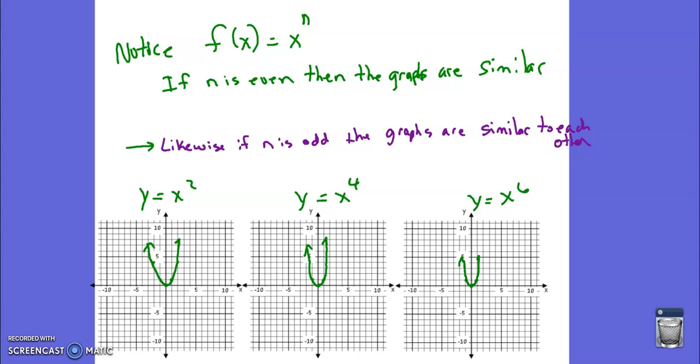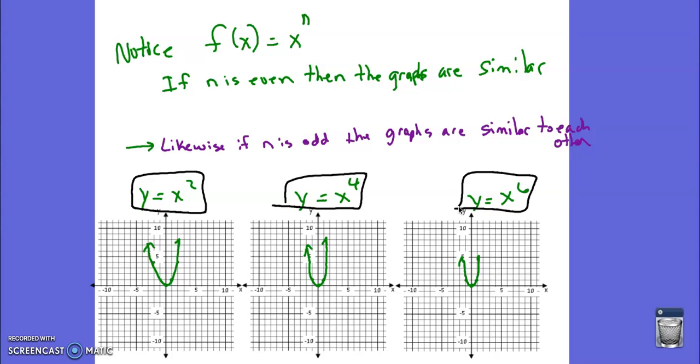All right, notice if I graph, look down at the green. Here I have y equals x squared, y equals x to the 4th, y equals x to the 6th, and I could keep going, x to the 8th, x to the 10th. If you graph them, the graphs actually look very similar to one another. So if n is even, 2, 4, 6, 8, then the graphs are similar to each other. Basically, this is called the parent function.